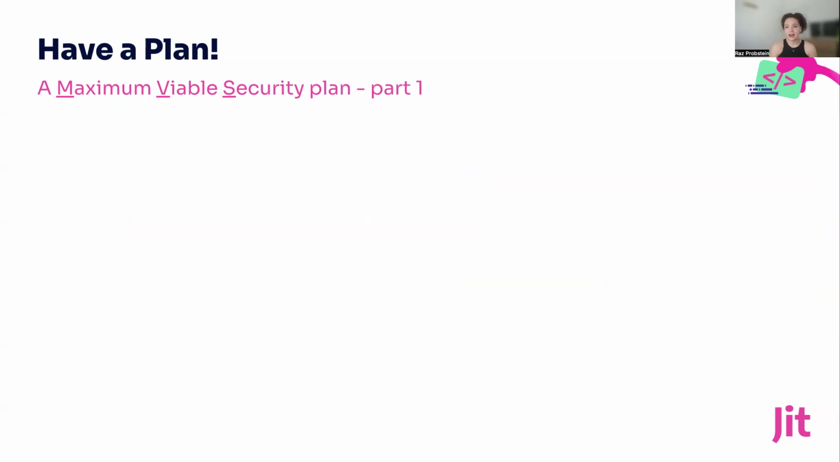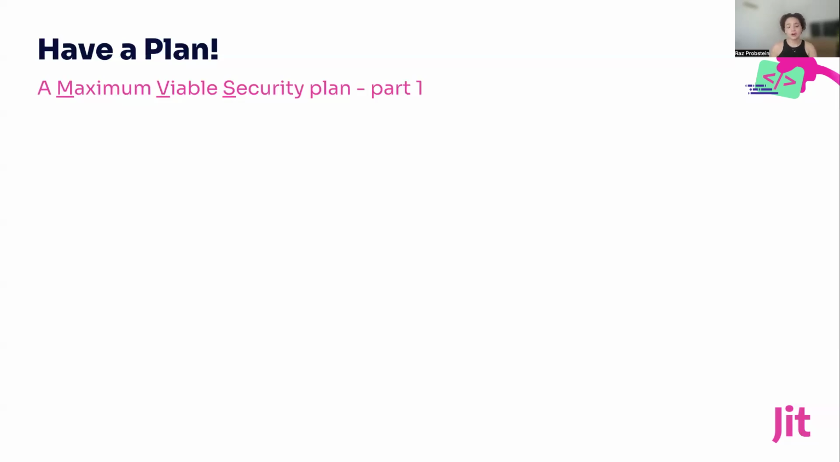I'll be showing you what I like to call the MVS plan, the maximum viable security plan. But there are other good frameworks or checklists that you can use in order to protect yourself, like SOC 2 or ISO or OWASP Top 10 for serverless. You have it for other frameworks as well. Those are just some examples. I will cover the MVS plan today, and we'll start with it.